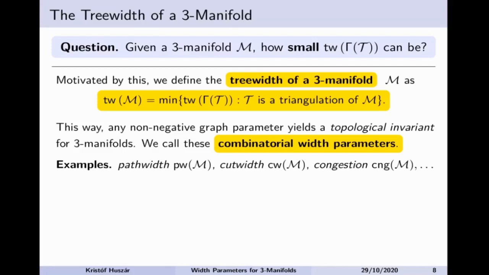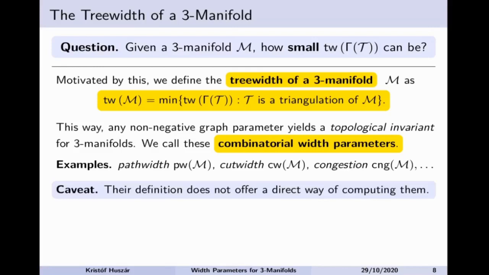Now, if you define invariants this way by minimizing over an infinite family, there is always the caveat that the definition does not offer a direct pathway of computing these invariants. And actually this is a very interesting and difficult question, how would you compute such invariants?